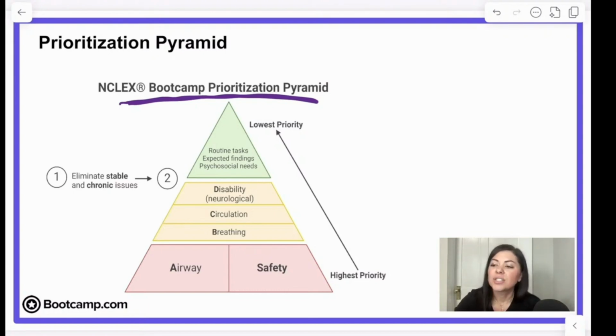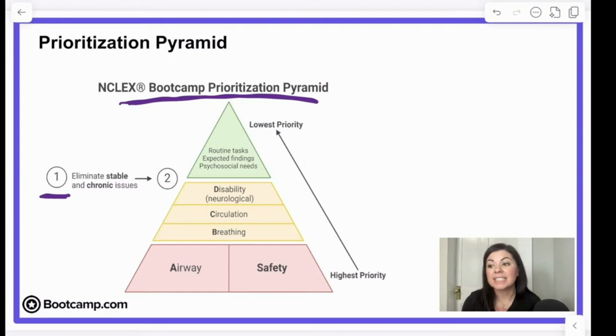of questions. The first thing we're going to do whenever we see a prioritization item is start with step 1 over here on the left, and eliminate any stable or chronic issues. Let me give you an example of that. A stable issue would be a client that, for example, has a fractured wrist and has some mild pain and swelling at that site. Is that stable? Do we think that's expected and normal for this client? Yeah, there's nothing to indicate that the client's not stable.